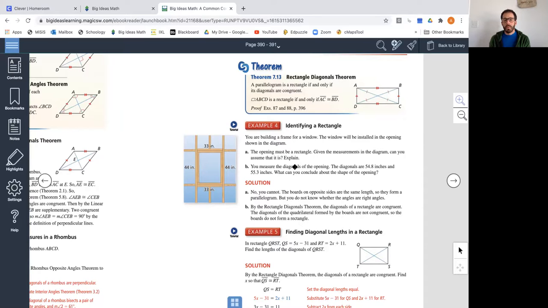What about part B? We measure the diagonals of the opening. The diagonals are 54.8 inches going one way and 55.3 inches going the other way. What can we conclude about the shape? Well, according to the rectangle diagonals theorem, we know that it's not a rectangle because 54.8 inches is not equal to 55.3 inches. Okay, so we still know it's a parallelogram is all I was going to say. The diagonals of the quadrilateral formed by the boards are not congruent, so the boards don't form a rectangle. So we know it's not a rectangle because those are different, okay?